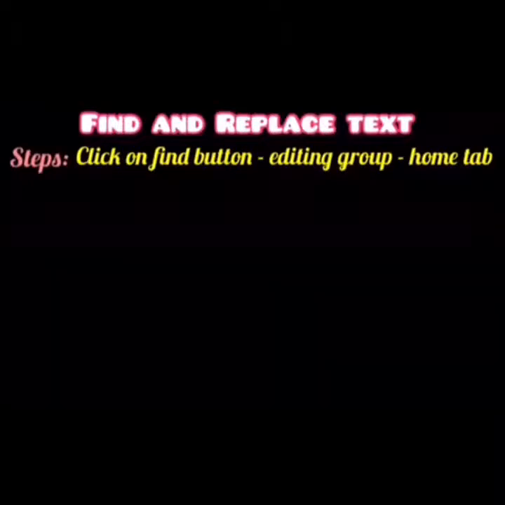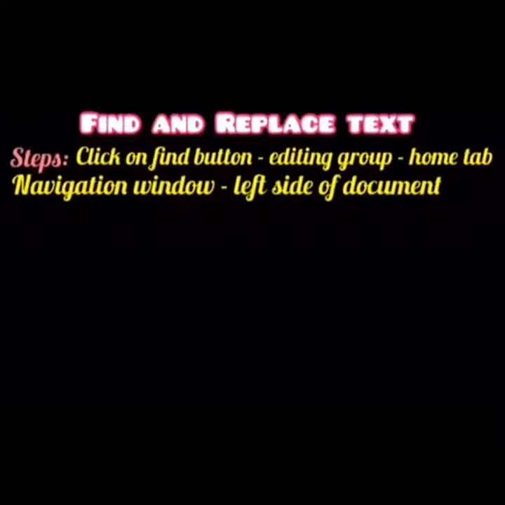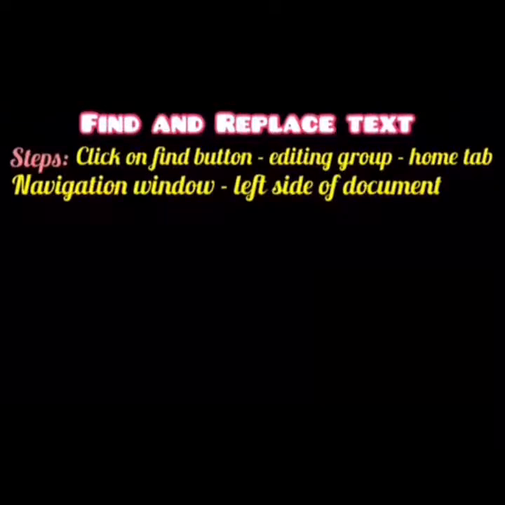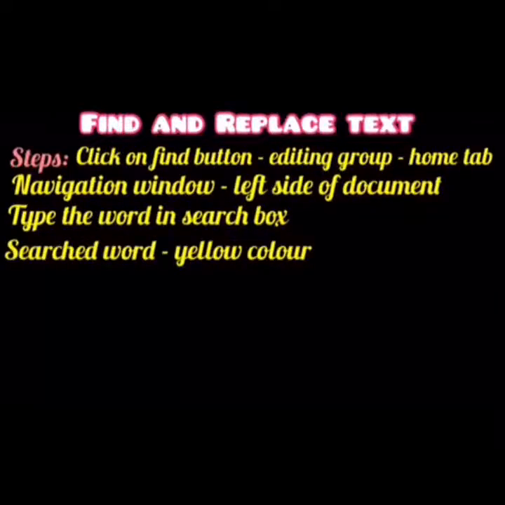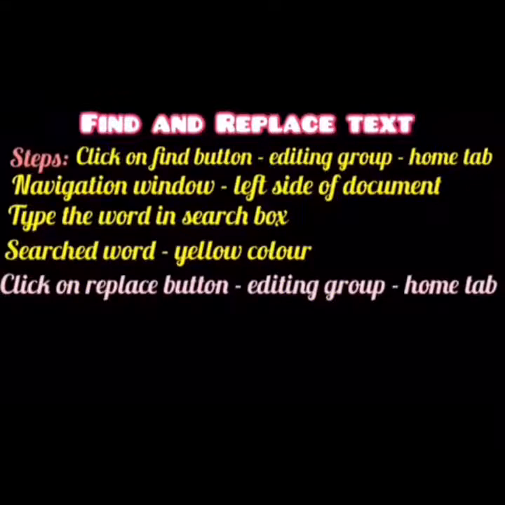First, I have to find the wrong word in a document. For that, I have to click on the find button. This find button is present in the editing group of the home tab. When I click on this, a navigation window will appear on the left side of the document and there will be a search box. You have to type the wrong word which you want to change in that search box. Once you type the word, the word which you want to change in the document will be highlighted in yellow color.